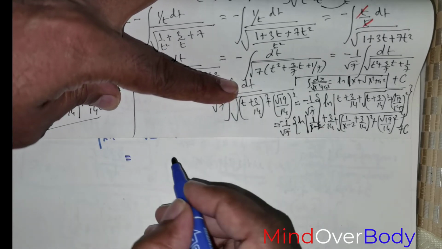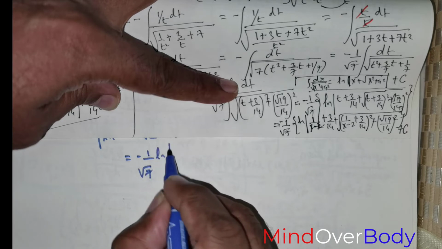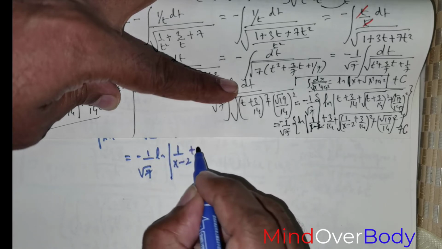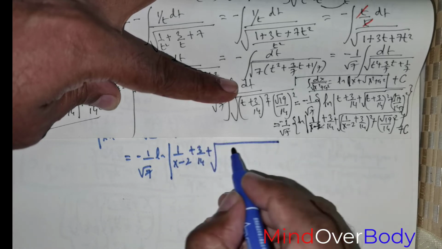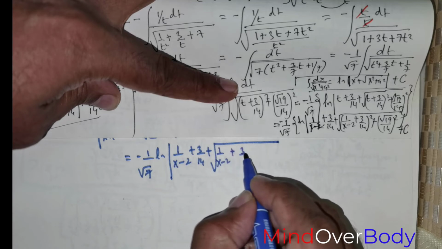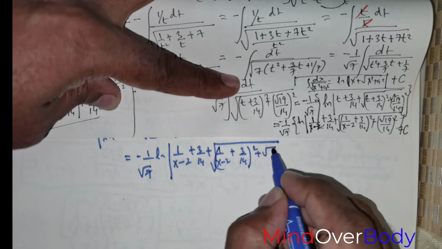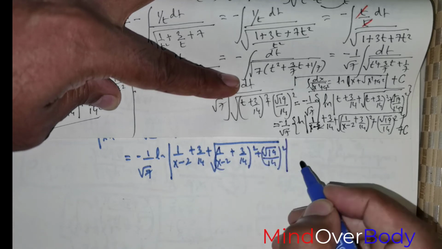Let me write that down: equal to negative 1 over root 7 ln modulus of (1/x − 2 + 3/14) over (1/x − 2 + 3/14)^2 + (root 19/14)^2. So this is one term.